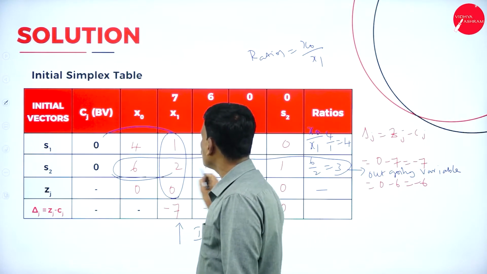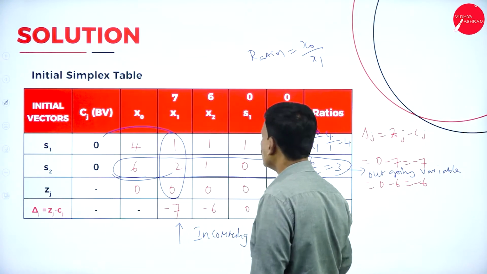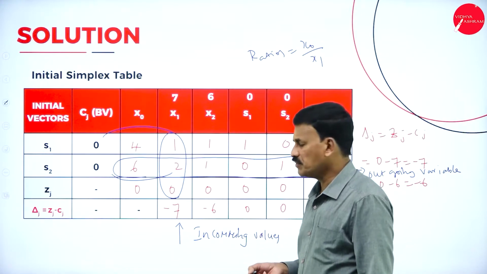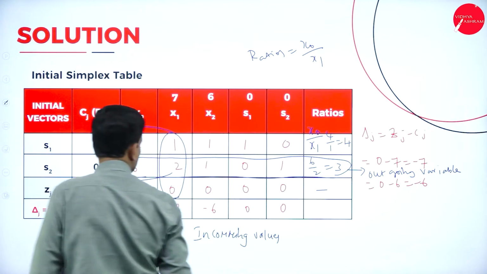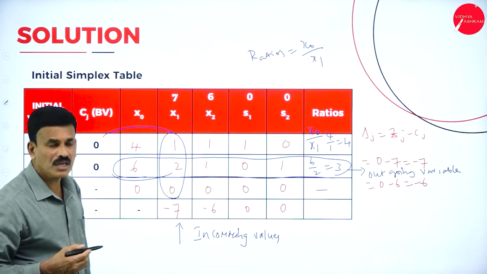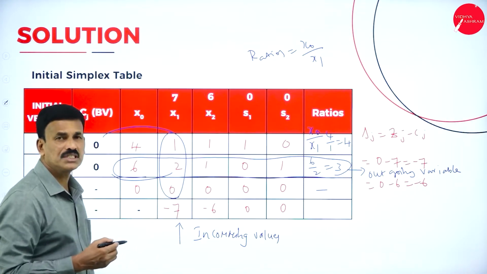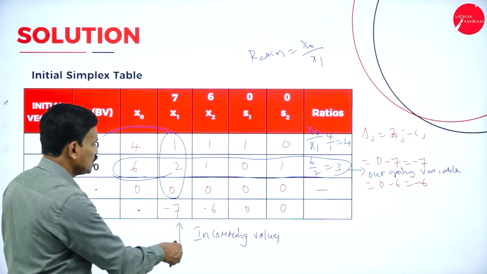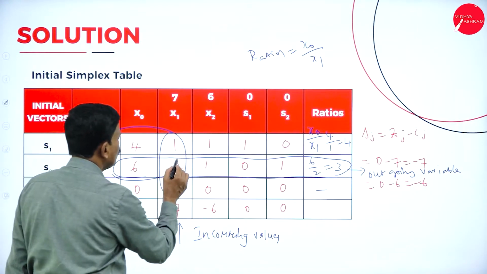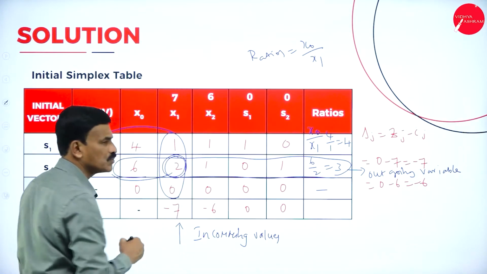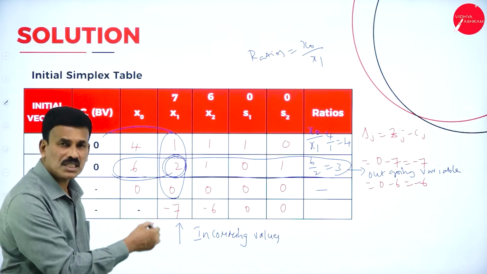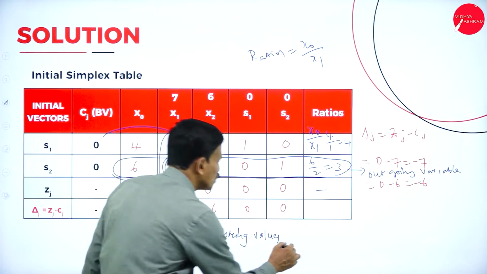So here x1 is incoming and s2 is the outgoing variable. Now what is the key element? The intersection of the incoming column and the outgoing row is nothing but the key element. So here the key value is 2. The intersection of this row and column is the key value. So key value is equal to 2.